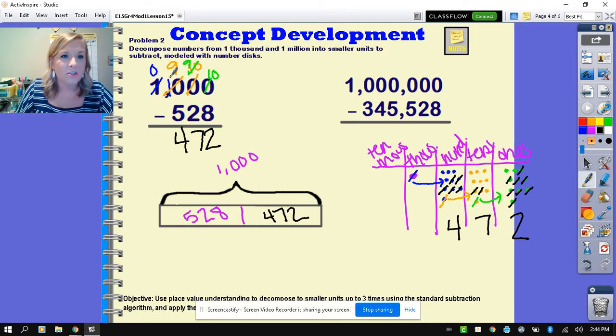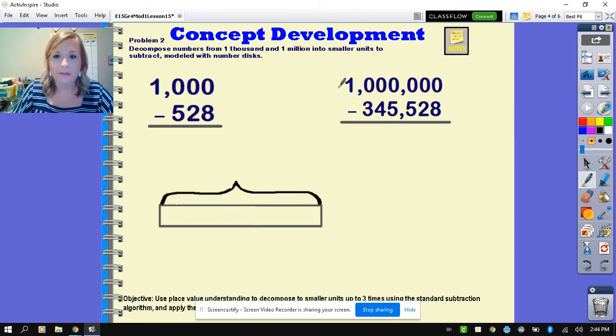So you see that once you go all the way over and cash them all in and do the process of making it 10 and then borrowing again, it makes the rest of the subtraction process pretty easy. So this time, I'm going to just show you the standard algorithm with this problem, but I am going to still put this into my tape diagram. So we are now subtracting 1 million minus 345,528.